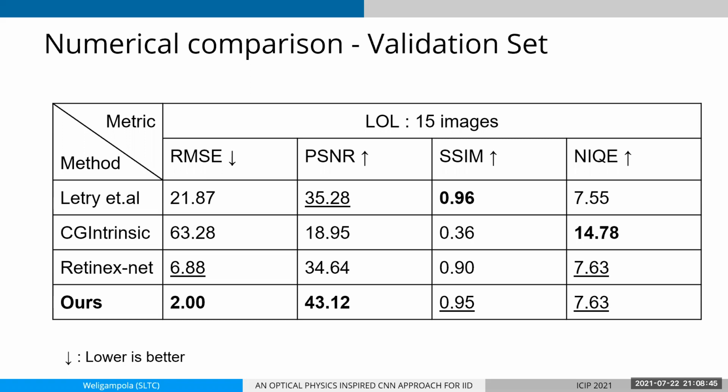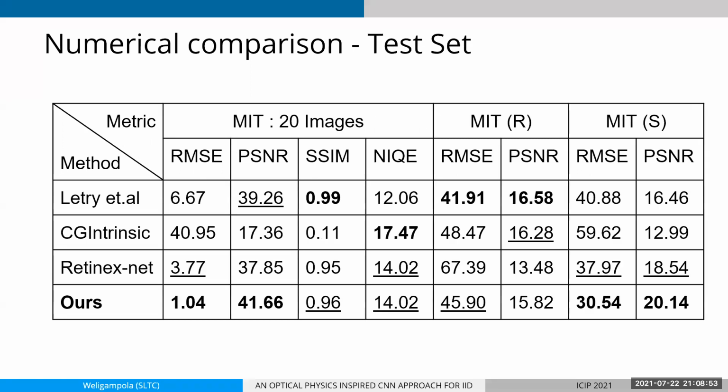We can see that the proposed model often provides the best or the second best performance in terms of numerical metrics. Similarly, the numerical metrics on the test set of 20 MIT images are shown here. Since the MIT dataset has the ground truth in addition to the images, we also consider the RMSE and PSNR of the reflectance and the shading for evaluation. Again, the proposed model often comes out as the best or the second best. So we can conclude that the proposed model consistently outperforms other unsupervised techniques and on average provides better results on a wide variety of images.